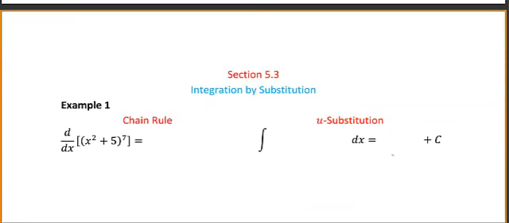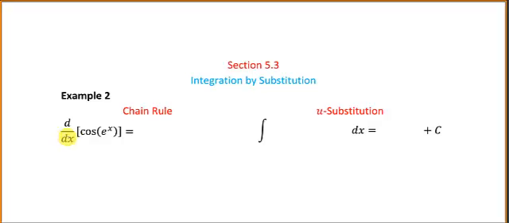Before I do that, let's look at this in a couple more examples. If we wanted to take the derivative of x squared plus 5 all raised to the 7th, that would be 7 times x squared plus 5 raised to the 6th times the derivative of the inside function, 2x. So the antiderivative of 7 times x squared plus 5 to the 6th times 2x is going to be x squared plus 5 to the 7th. Notice under differentiation we created this derivative of the inside function 2x. Under integration we used it up.